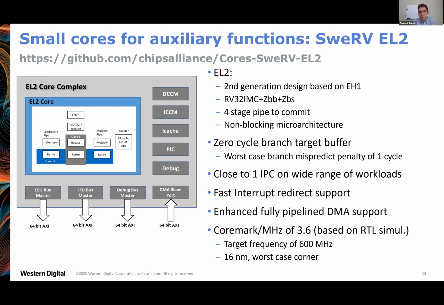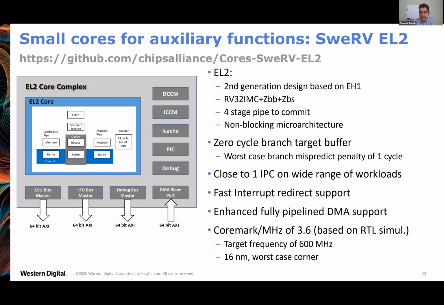We have released the EL2 core, which is a second generation core that also supports atomic, compression, and bit manipulation instructions. It's a simple, highly optimized 4-stage pipe with non-blocking microarchitecture, 0-cycle branch target buffer, and a worst case branch mispredict penalty of only 1 cycle. Basically, it's designed to run very close to 1 IPC on a wide range of workloads. It also supports, as a build option, fast interrupt redirect support.